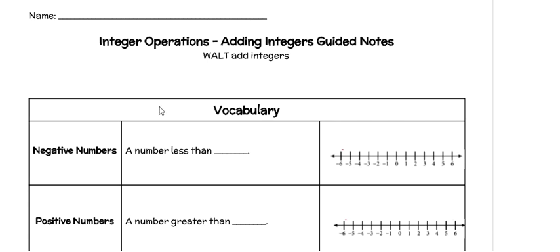So, vocabulary. Negative numbers: a number less than 0. If you're looking at a number line, you're looking at everything underneath 0, not including 0. Whoops, anything less than 0.